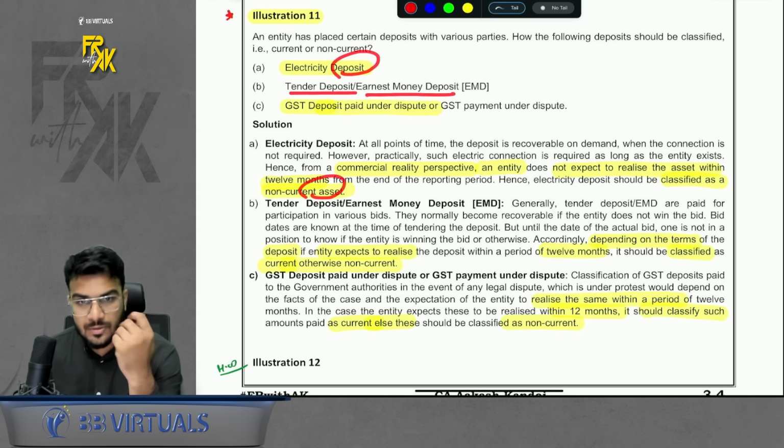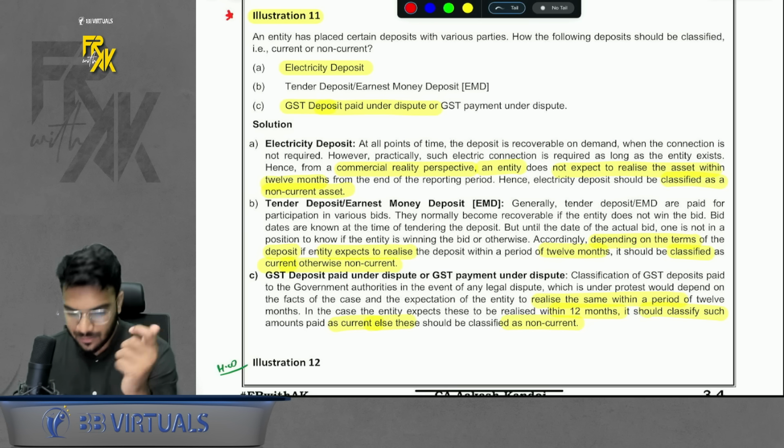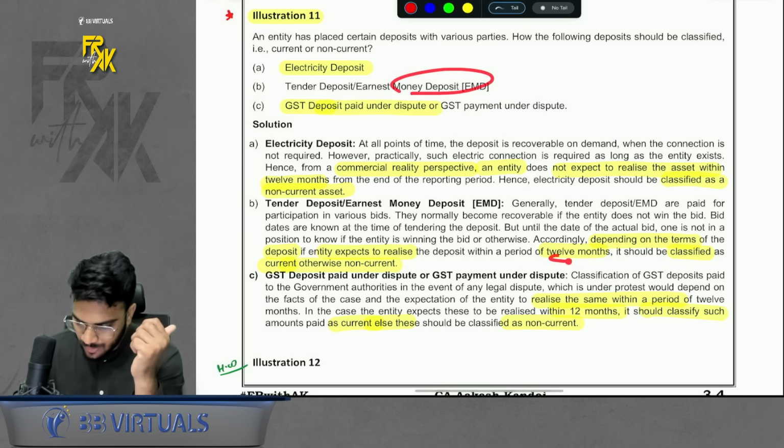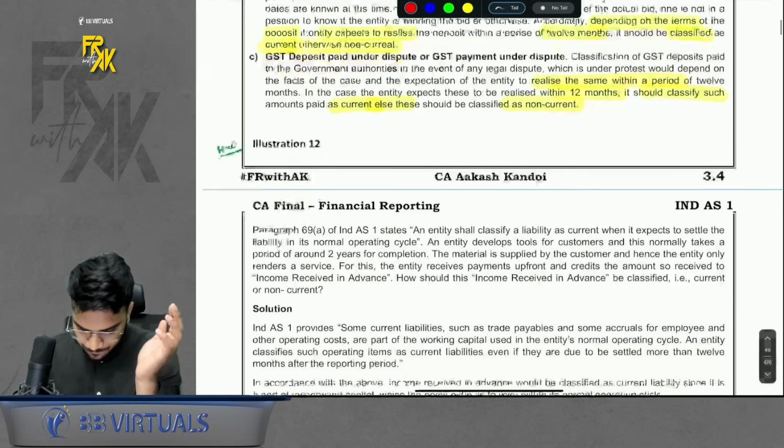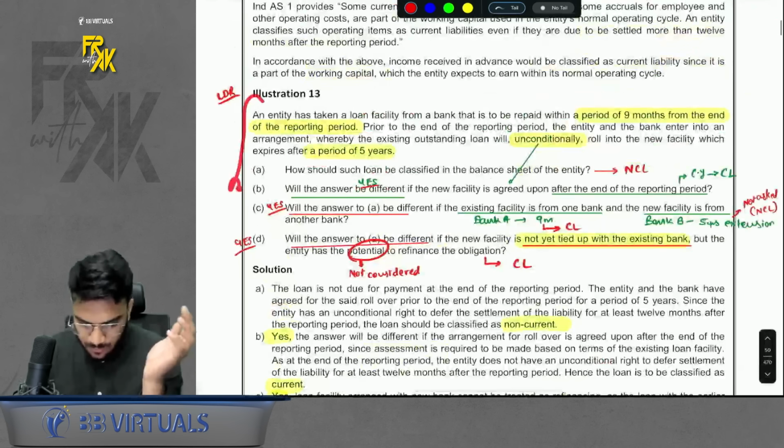Tender deposit money. Whenever you are not sure, give a diplomatic answer. If you feel that you will receive the deposit in 12 months, then current, otherwise non-current. Same is for the third case. Give a diplomatic answer.